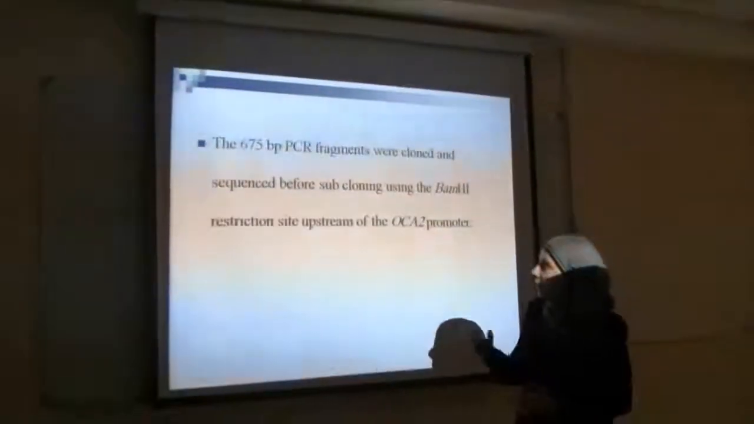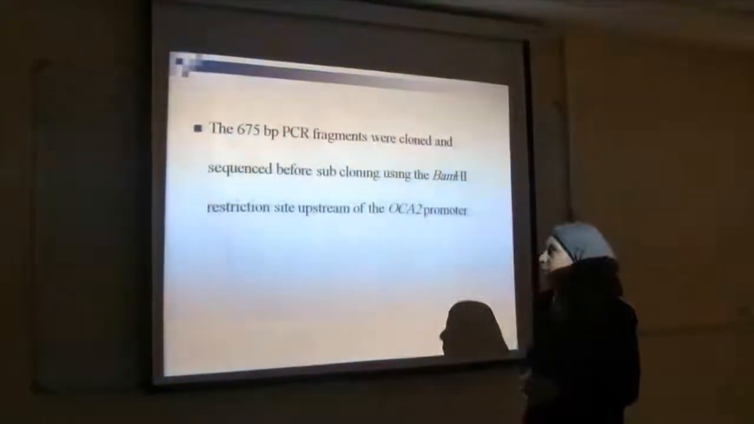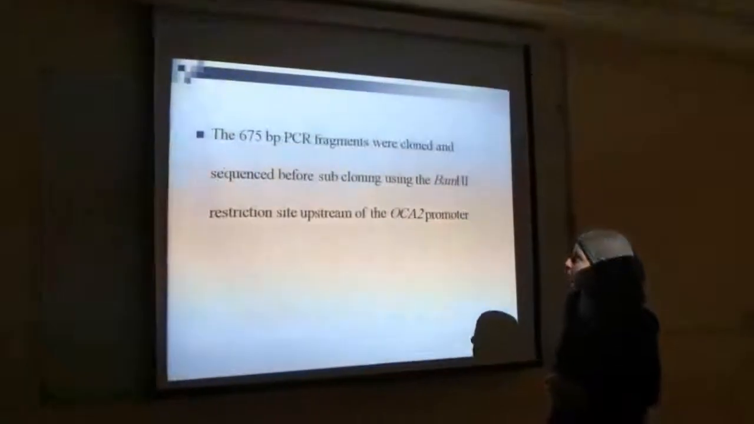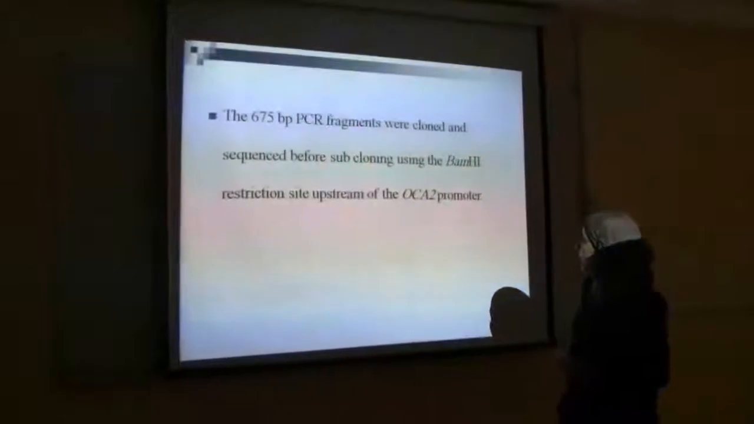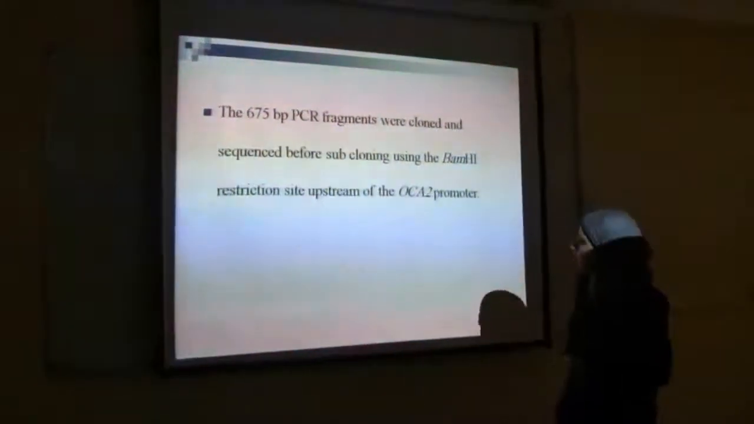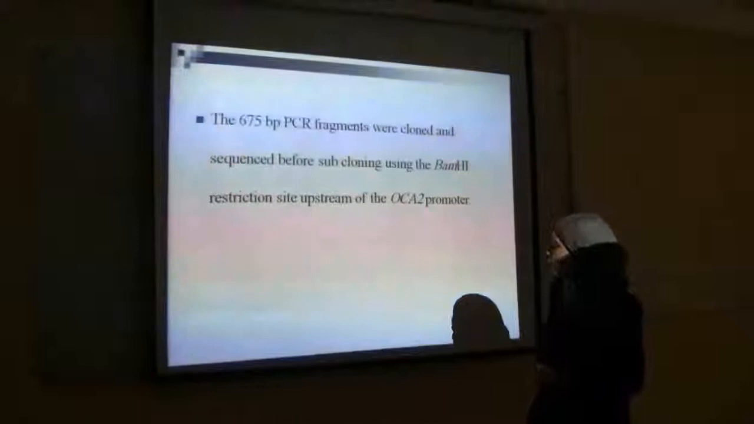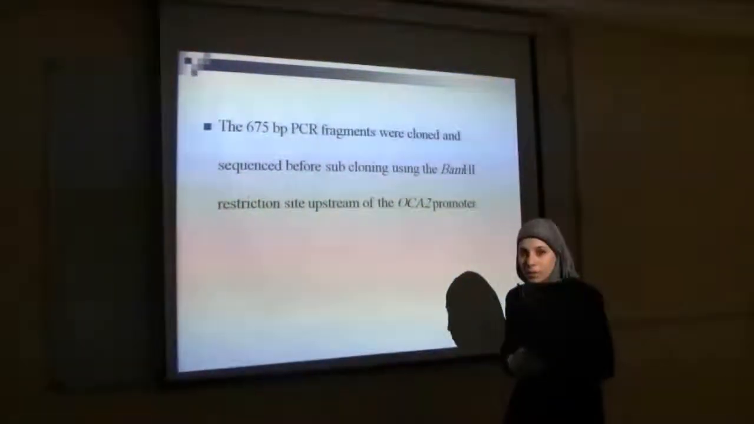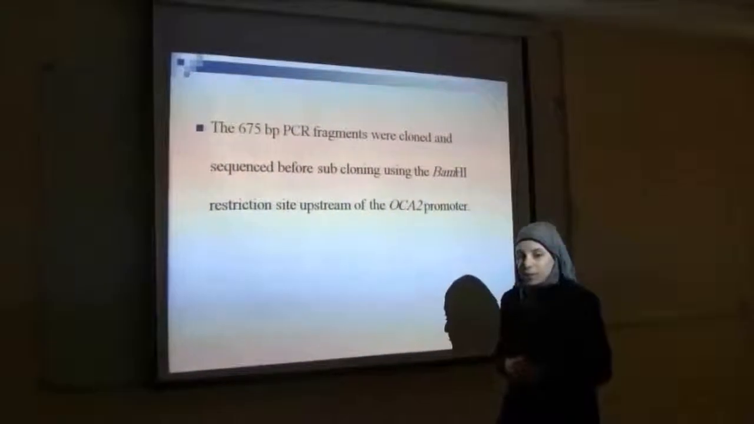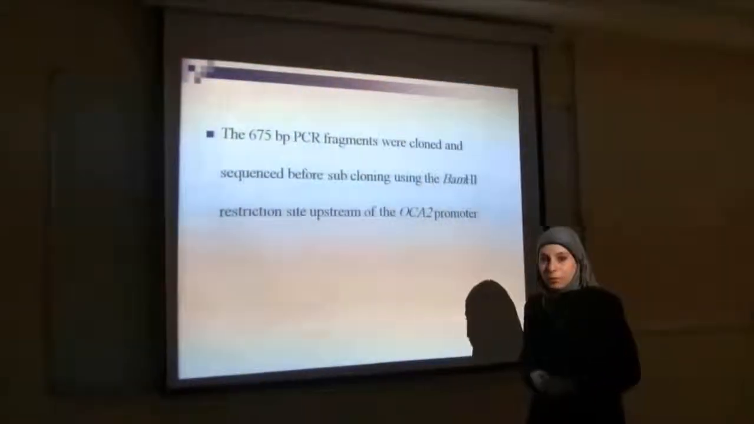We have the 675 base pair PCR fragments. They were cloned and sequenced before subcloning using the BamHI restriction site upstream of the OCA2 promoter. After doing all these processes and techniques, we had some specific results that Asil will introduce to you. Thank you.